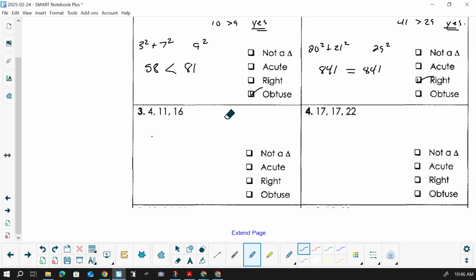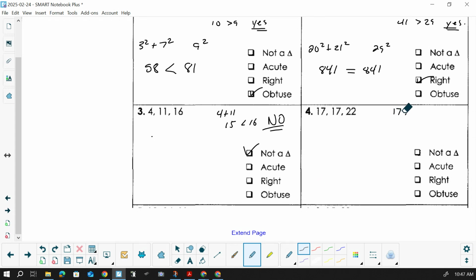Next one. Let's see if it's a triangle first. 4 plus 11 is 15. Is 15 bigger than 16? No. 15 is not bigger than 16. 15 is smaller than 16. So this is not even a triangle. So we just stop there. We don't have to do the rest.